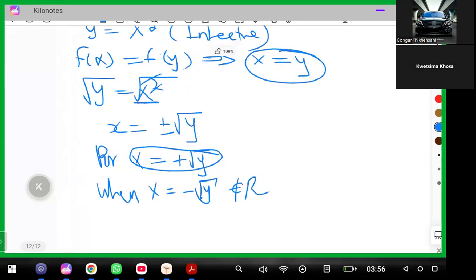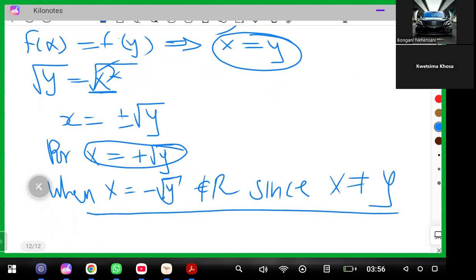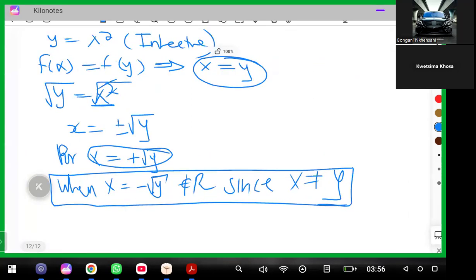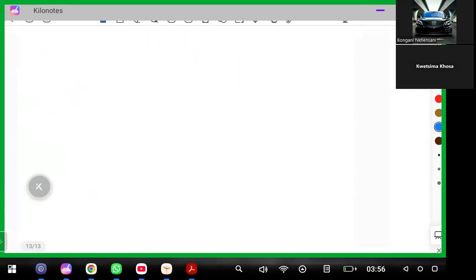Remember we ended up finding that since x is not equal to y, as long as x is not equal to y, then this thing won't be injective. You can also check that one by doing a counterexample.